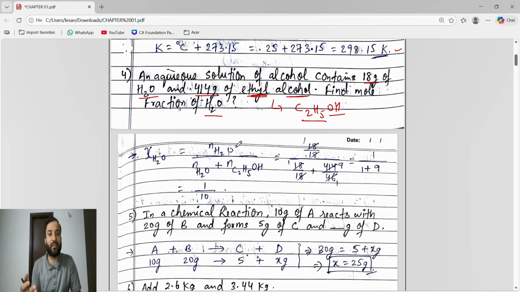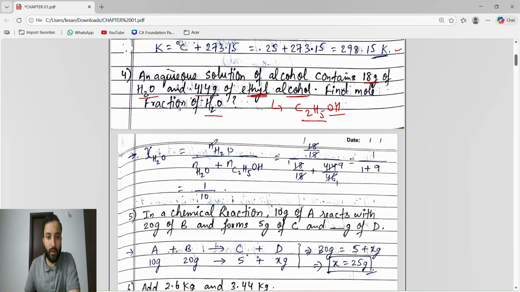Okay, the STP value depends upon what we are taking. Sometimes it's 22.4, sometimes 22.7 liter, so we have to see. STP means standard temperature and pressure. When we are keeping the same temperature and pressure, in that condition we will take STP.